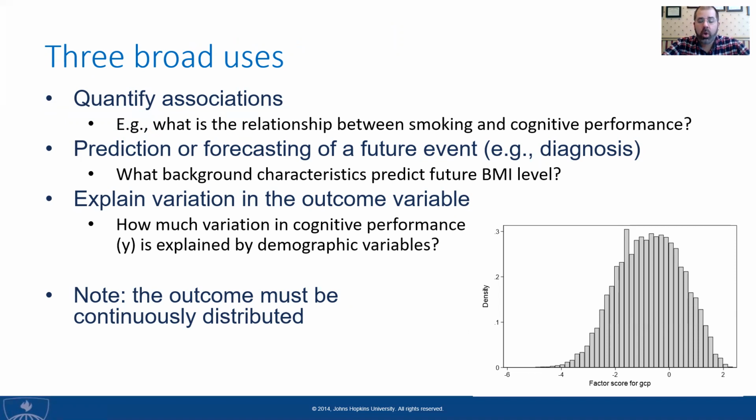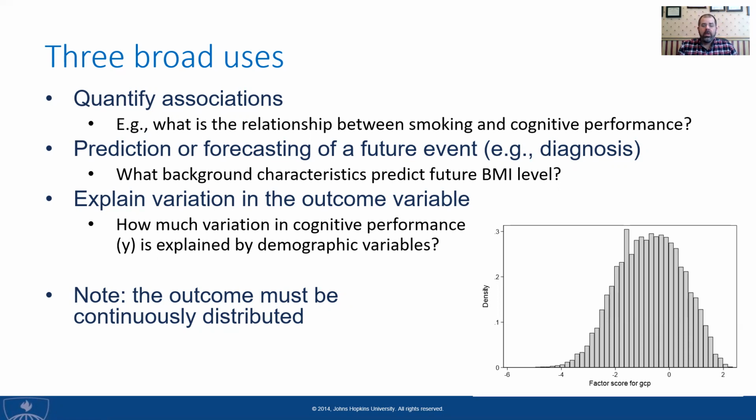The first use is to quantify associations. For example, what is the relationship between smoking and cognitive performance? Cognitive performance would be your continuously distributed outcome, and we would say we would regress cognitive performance on smoking status, which may be represented as a binary variable or as a continuous variable such as pack years or something like that.